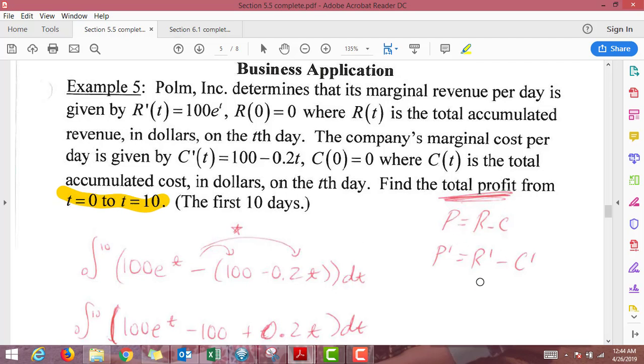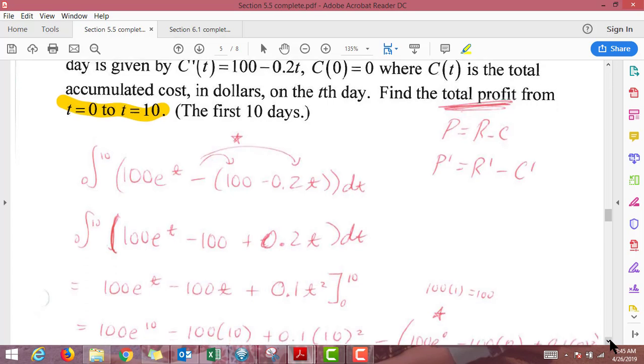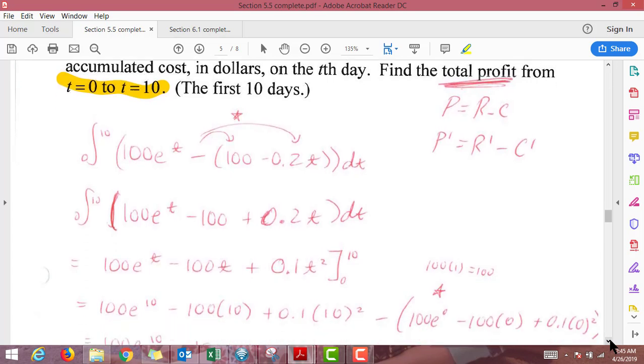We need to integrate r prime minus c prime to get back to regular p, and we're going from 0 to 10. So a really common mistake I see with this is people realizing they need to subtract, realizing they need to find the antiderivative, but then just plugging 10 in. And I understand that if you do enough of these problems, you feel like every time you plug in a 0, you just get 0, and you might be used to discounting it. But remember, e to the 0 is not 0. So we're actually going to get something substantial from that term.